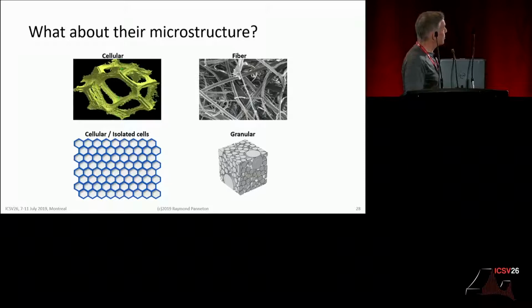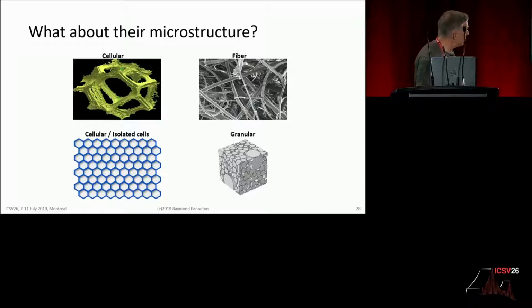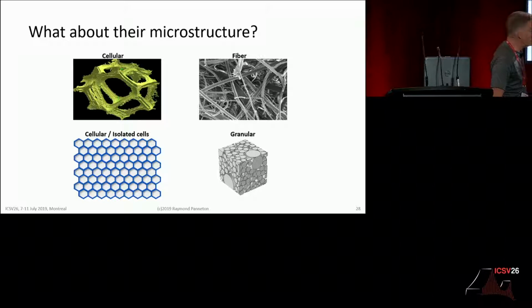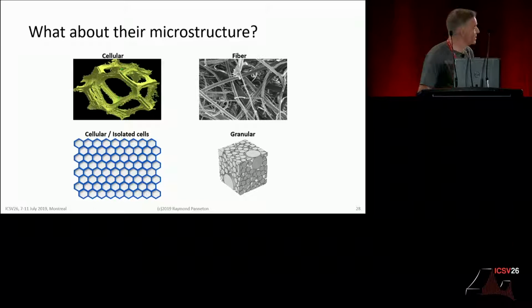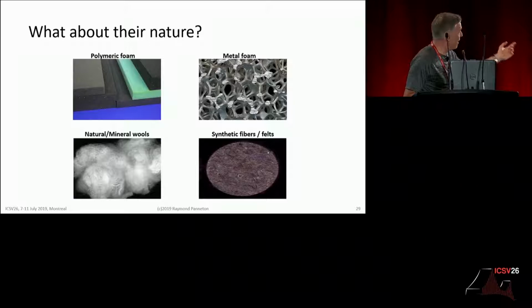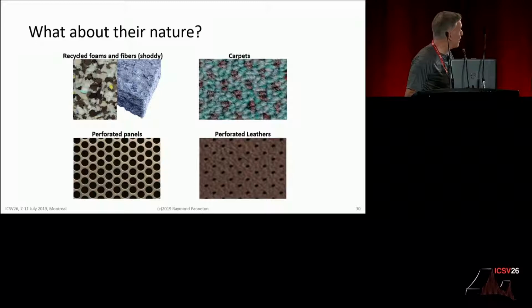What about the microstructures? Then we have cellular, like for foam, fiber material, granular material, and a 2D picture of the cellular material here is the honeycomb. It's kind of cellular, but with isolated cells. And we can have polymeric foam, metal foam, natural mineral wools, synthetic fibers, felts, recycled foam and fibers, shoddy, that are very used in the car industries.